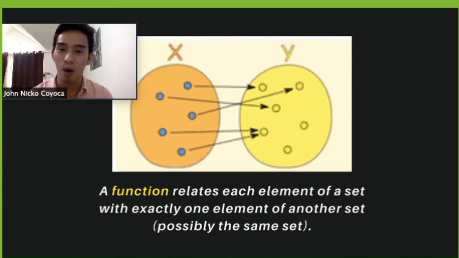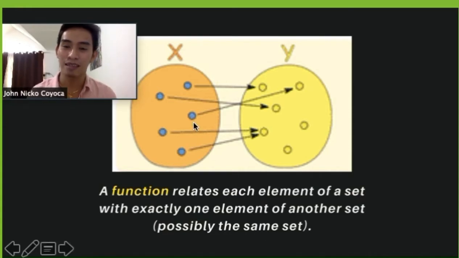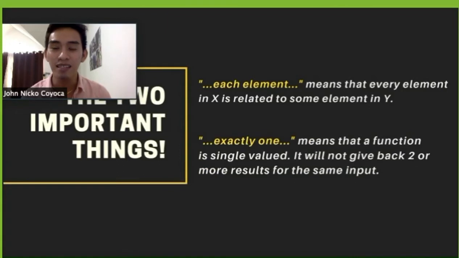As you can see in our illustration on the screen, a function relates each element of x in the first set of variables to exactly one element in another set, which is considered to be our range or our y variables. So you can see here that each element in x corresponds to exactly one element in y. That means whatever our input is, there corresponds exactly one output. And that is one of the very important considerations of a function.